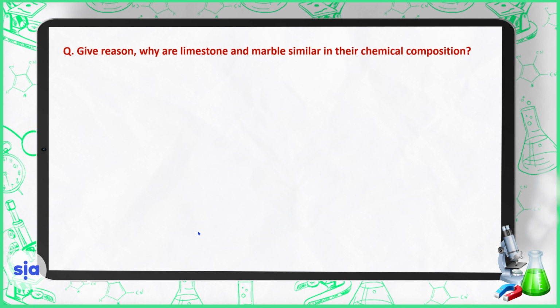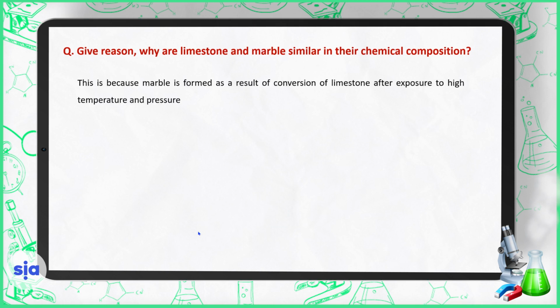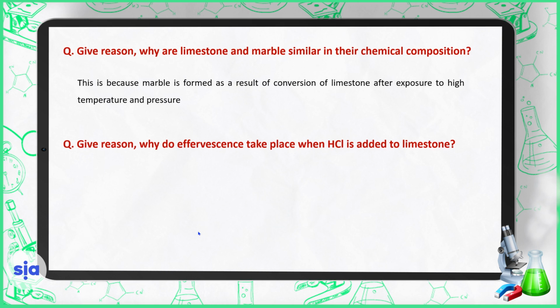Now it's time for questions. Give reason why limestone and marble are similar in their chemical composition. Simply because marble is formed as a result of conversion of limestone after exposure to high temperature and pressure. Give reason why effervescence takes place when hydrochloric acid is added to limestone. This is due to the evolving of carbon dioxide gas from the reaction.